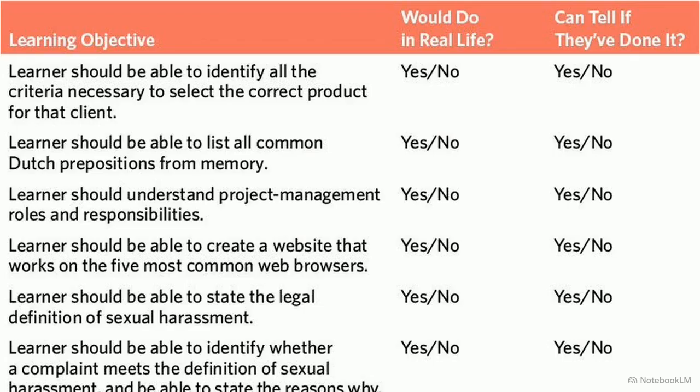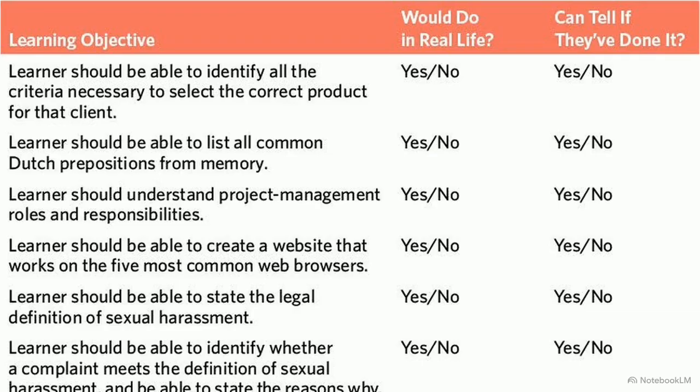This table provides a strict two-part test for validating learning objectives. You ask, is this something the learner would actually do in real life? And can I tell if they've done it? Take the goal of listing Dutch prepositions from memory. You can easily test if a student has done this, but outside of an exam room, reciting a memorized list is rarely a real-world task. It passes one test, but fails the other.